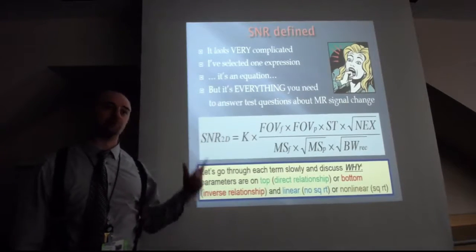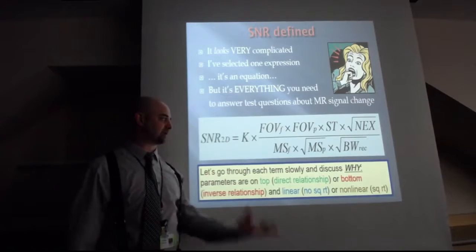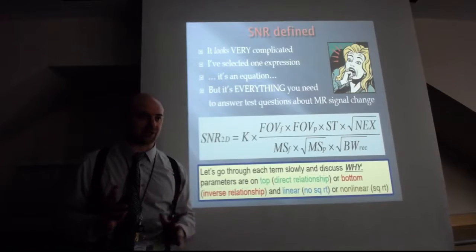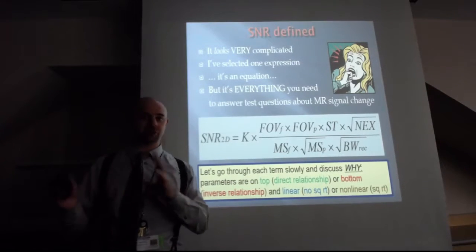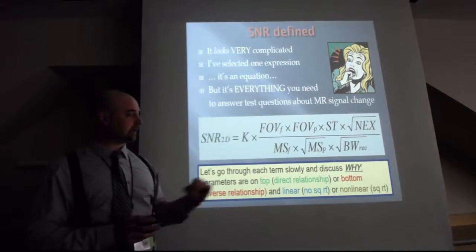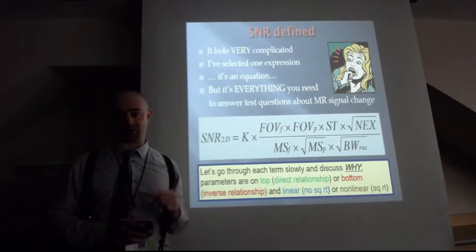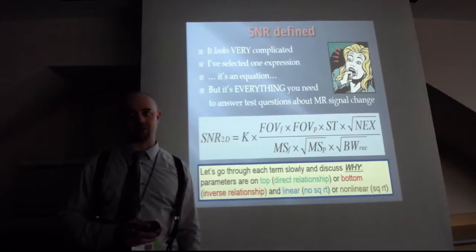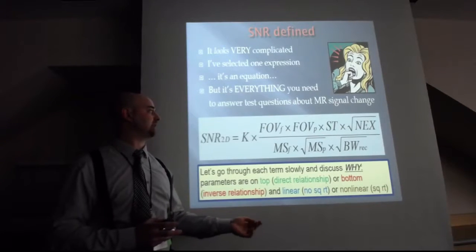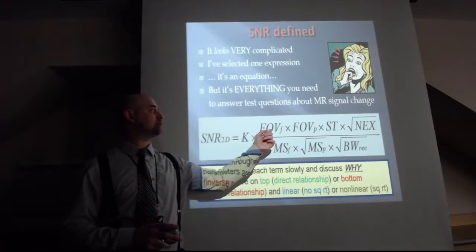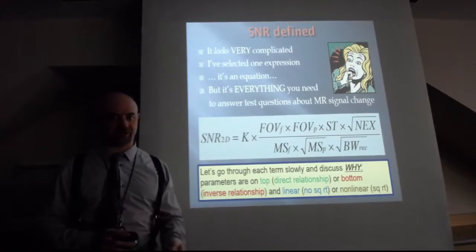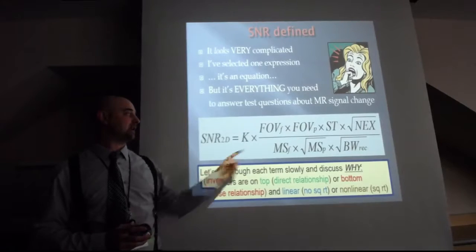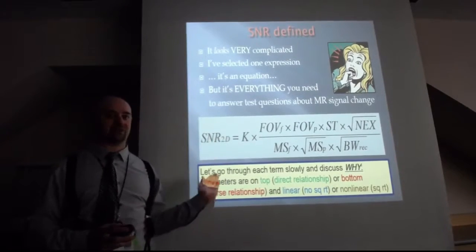So top or bottom, whether it increases or decreases when you increase that parameter, or linear or nonlinear. Luckily for us, in terms of the things that alter signal non-linearly, they only do so as the square root. So you only have to worry if it's linear or as the square root of. And that just means basically, if it's linear, then when you double the field of view, you double the SNR. When you double the slice thickness, you double the SNR, right? If you double the MSF, you halve the SNR, right?